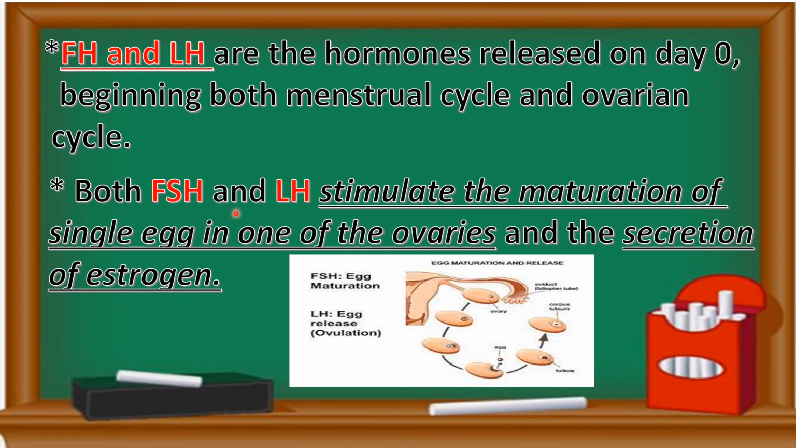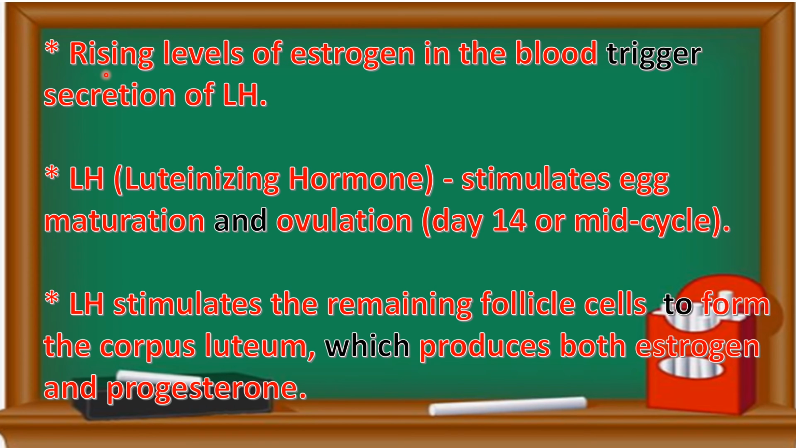So both FSH and LH, or your follicle stimulating hormone and luteinizing hormone, stimulate the maturation of a single egg in one of the ovaries and the secretion of estrogen. Okay? So when there are already rising levels of estrogen in the blood, it will also trigger the secretion of your LH. So your LH stimulates the egg maturation and ovulation from day 14, or the mid cycle of the menstrual flow.